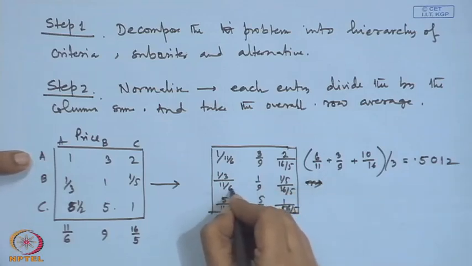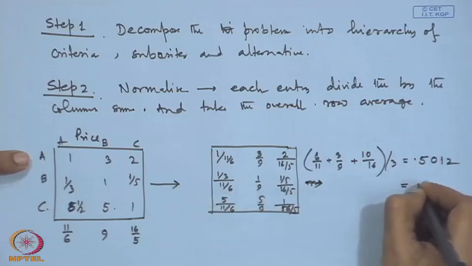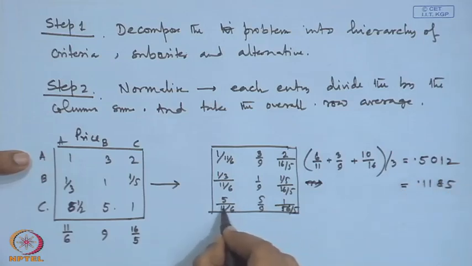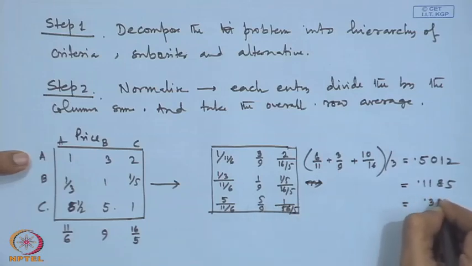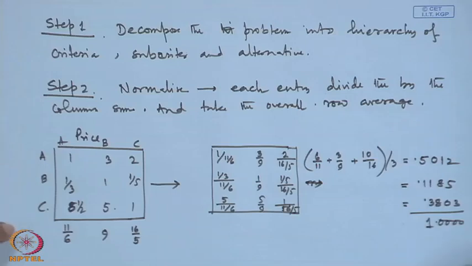Similarly, by considering the sum of all entries and dividing by 3, this value will give you 0.1185. Again, adding all these entries of this row, dividing by 3, we will get 0.3803. If I just take the total, it will come 1.000. All right. And this is the priority vector we say. This calculates the overall priority structure with respect to price.